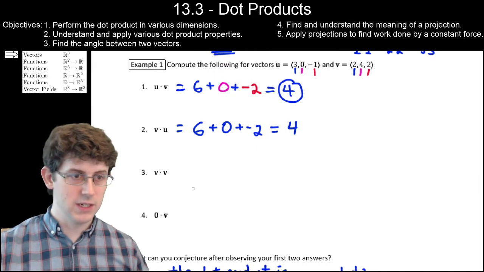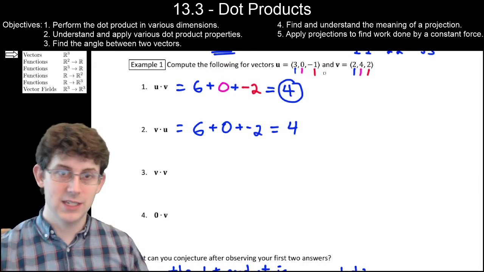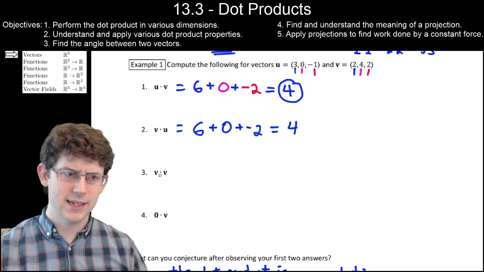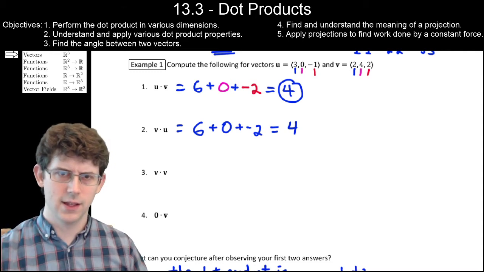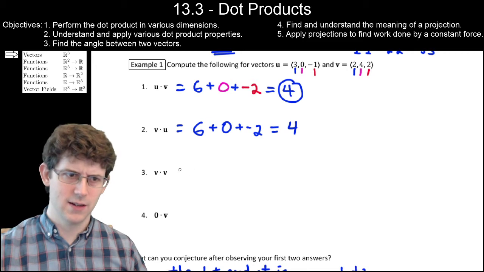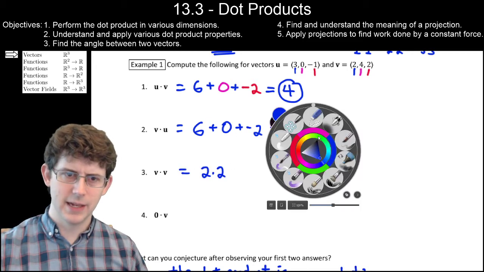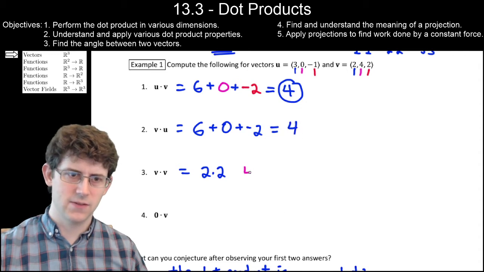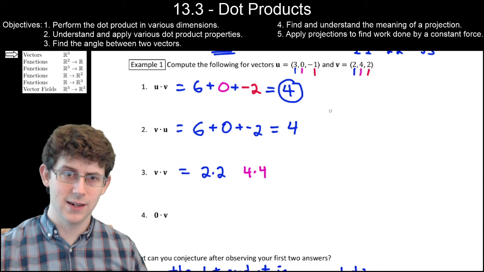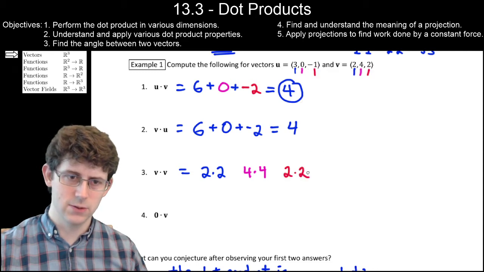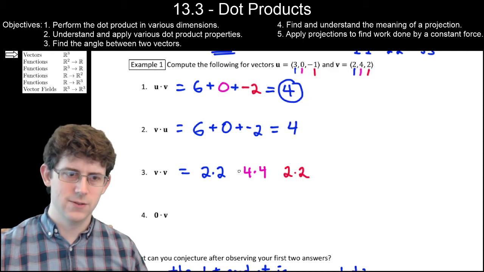Okay, what else could we do? Given a vector, we could just dot the vector with itself. To dot a vector with itself, you would multiply the first components together. So you'd get 2 times 2. And then you'd multiply the second components together. That's 4 times 4. And then you'd multiply the third components together. In this case, that's also 2 times 2. Then you add together the results. So I'll get 4, 16, and 4. That's 24.